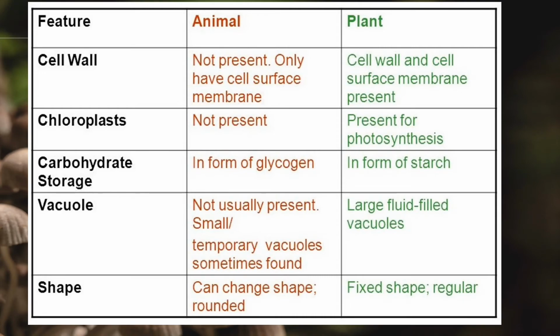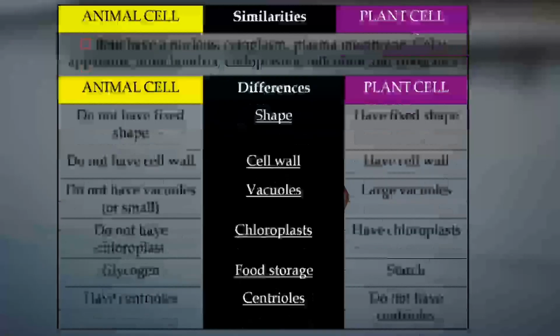And also the shape of an animal cell can change, but most times they have a round shape. That talks about the shape of an animal cell. But in the case of a plant cell, they have a fixed shape, a regular shape that looks like a triangle.